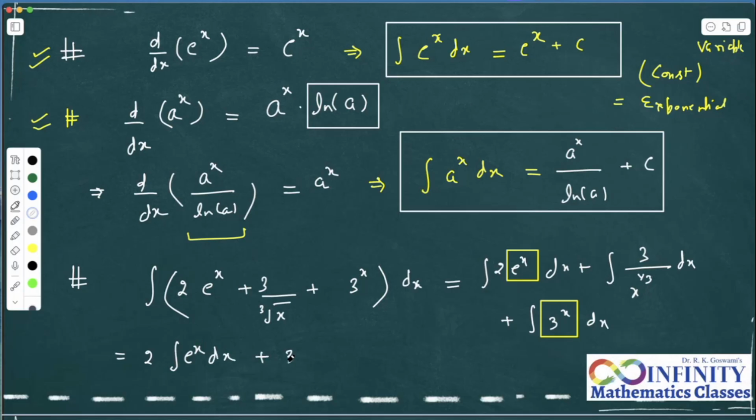Keeping the constant out, you need to adjust the exponent. It should be x exponent negative 1 by 3. Right? Yeah. And the last term is going to be, I cannot take this 3 out. You need to write it as it is. 3.